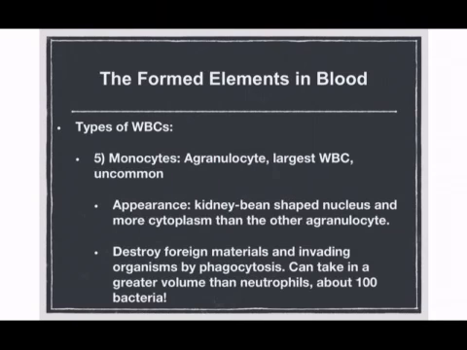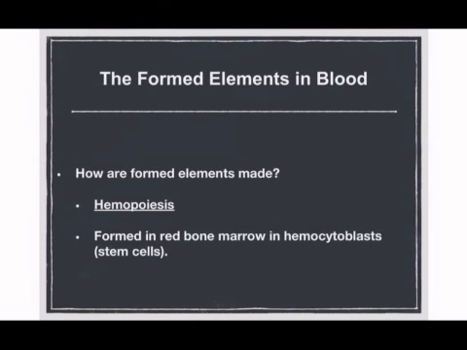Okay, the 5th type of white blood cell, monocytes, the 2nd type of agranulocyte. It is the largest of the white blood cells. It is actually quite uncommon. It has a kidney bean-shaped nucleus, and it has more cytoplasm than the other agranulocyte, the lymphocytes. They destroy foreign materials by phagocytosis, and they can take in even more than the neutrophils could, which was the 1st type of white blood cell. The neutrophils could only take in 10 bacteria. These can take in 100 bacteria before dying.